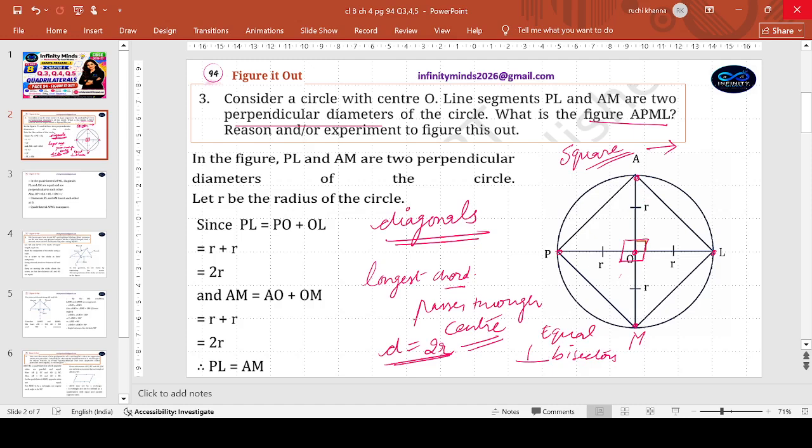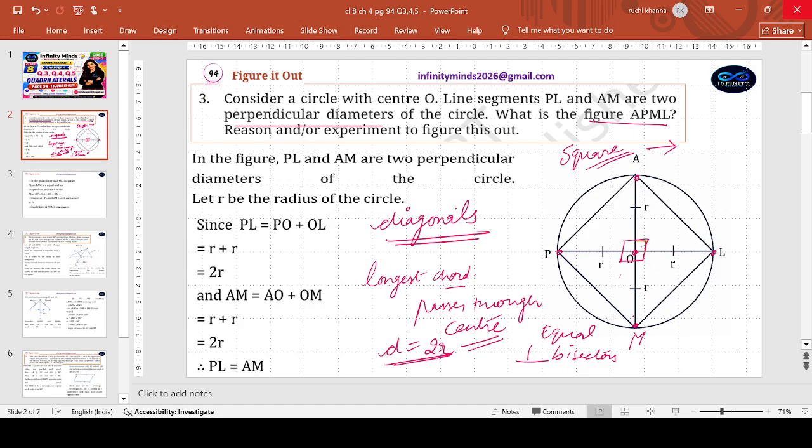So equal, because they are diameters. Both are diameters. Perpendicular is already given. What about bisectors? Yes, the point of intersection is bisecting them into radii. So of course that's a valid reason.